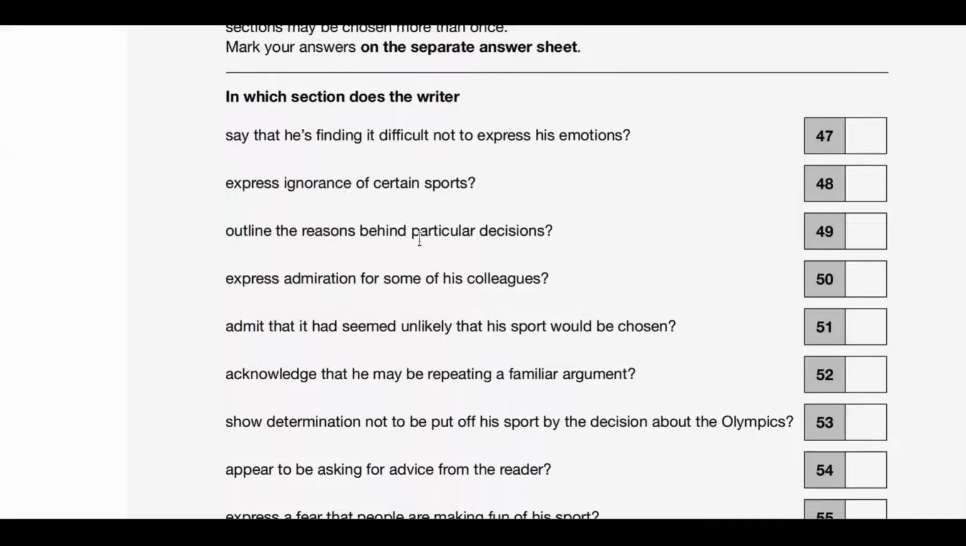49, outline the reasons behind a particular decision. So we're looking for "because". These decisions, because, okay, and these are explained, outline the reasons behind, okay.